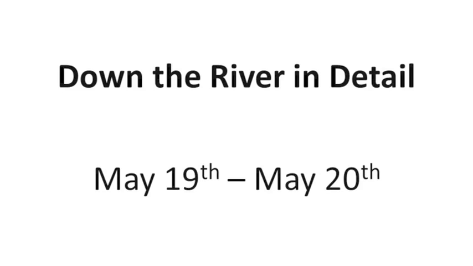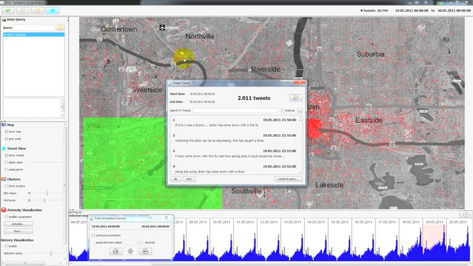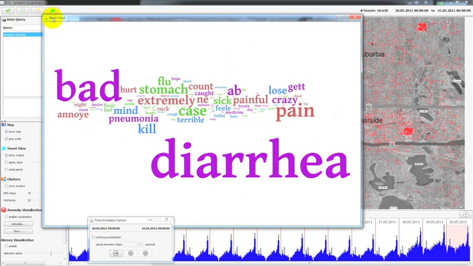Since there is another cluster downstream of the Vast River, we also created word clouds from the microblogs along that area. The data in this area shows different kinds of symptoms. People mainly complain about diarrhea and stomach problems there, indicating a different type of illness.